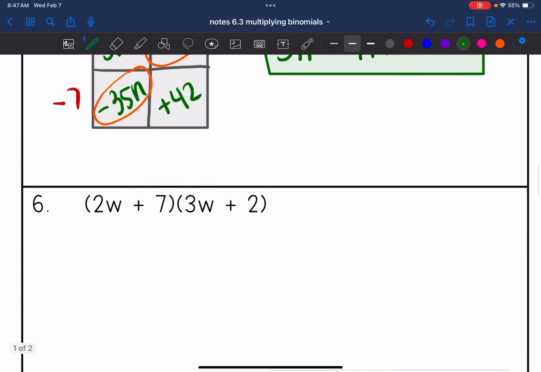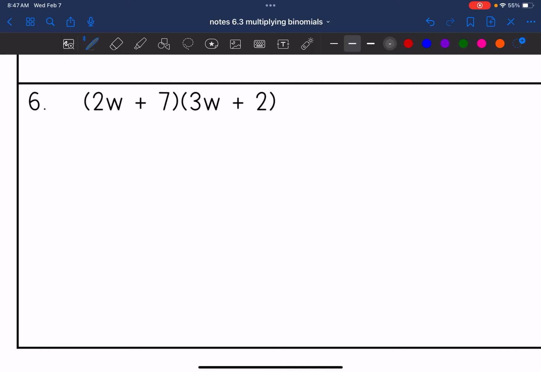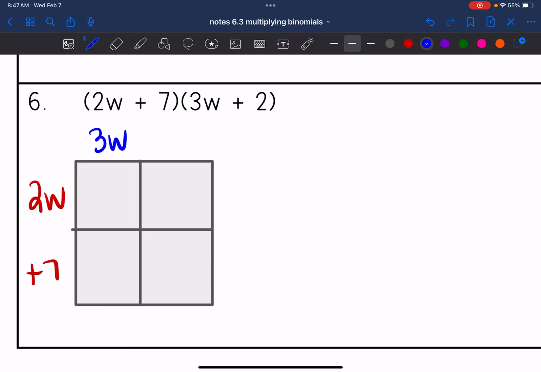Okay, and then last question. 2w plus 7 times 3w plus 2. Let's draw our box. 2 columns, 2 rows. First binomial down the side, 2w plus 7. Second binomial across the top, 3w plus 2. Now let's do our multiplying.